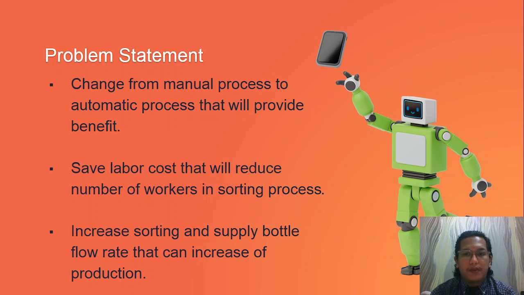The problem statement for this project is, first, to change from the manual process to an automatic process. This is because an automatic process can reduce human error and also increase productivity. Second, we want to save labor cost by reducing the number of workers in the sorting process. Third, we want to increase the sorting and bottle supply flow rate to increase our production.